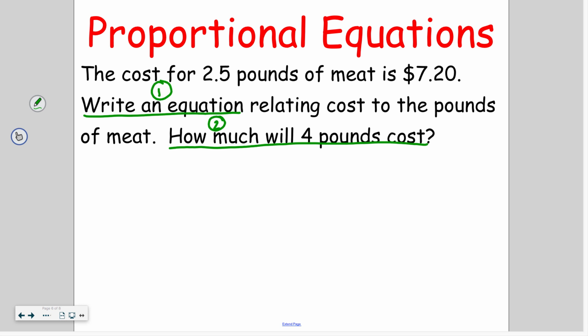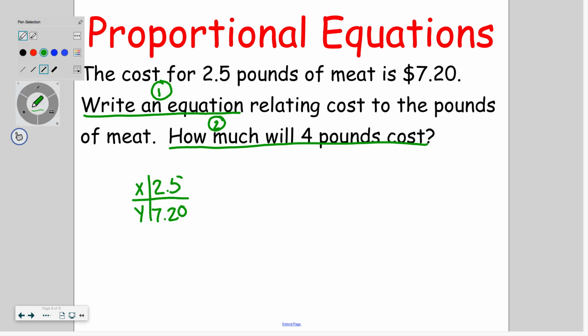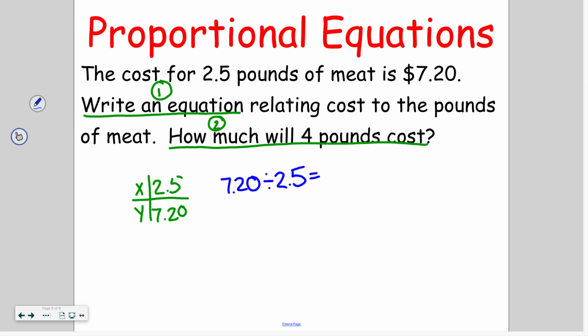Money, if they ever give you that, is always going to be a y value. And time, if they ever give you that, is always going to be an x value. So right now I have my x is 2.5 pounds and my y is $7.20. Just like we did with the other tables before when there were more values, to find our constant of proportionality, we're going to take our y and divide by our x value, which is going to give us an answer of $2.88. So what that means is it's $2.88 for each pound of meat.